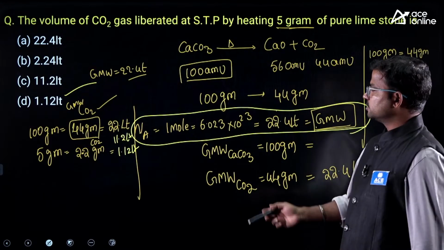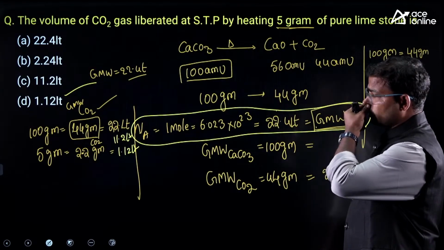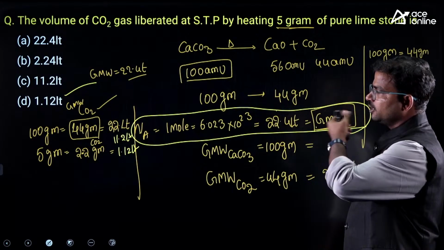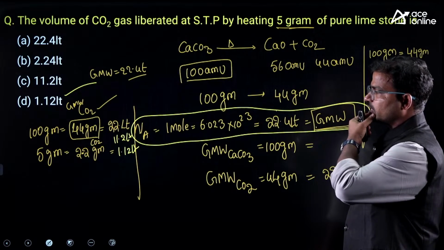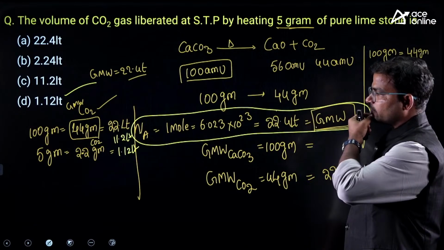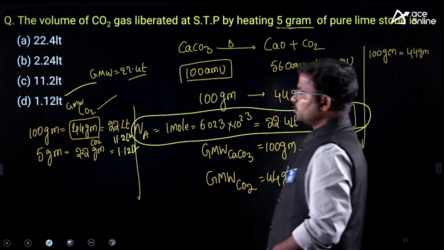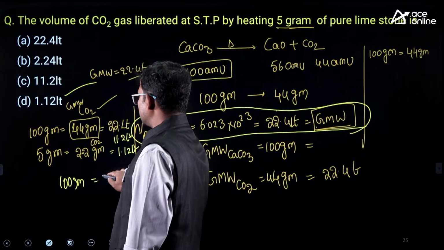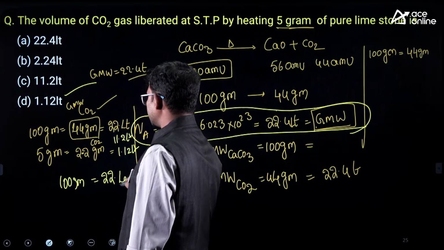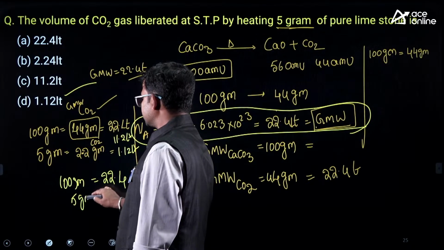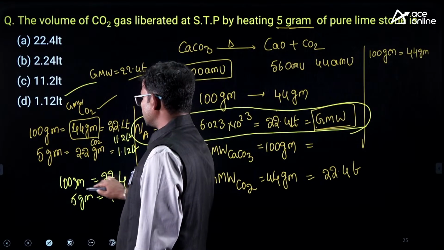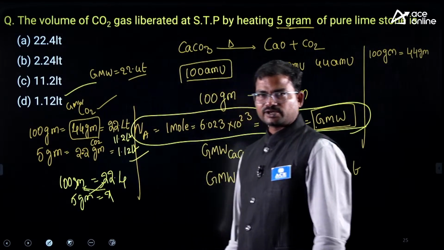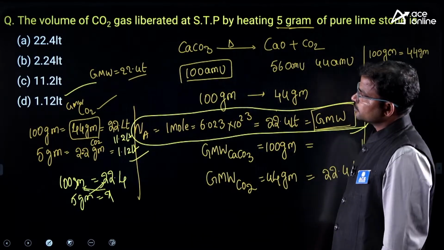If you know the Avogadro number relation, then you can easily solve that one. For 100 grams of calcium carbonate, we can get 22.4 liters of carbon dioxide. What about 5 grams of calcium carbonate? 100 grams, we can get 22.4 liters. What about 5 grams? Actually, we don't know the answer, right? So if you cross multiply these two things, finally you can get 1.12 liters. So in that orientation also you can simply solve that one.